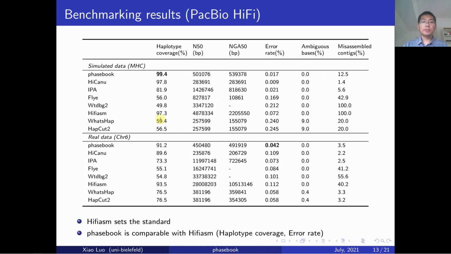So this table shows the benchmarking results for PacBio HiFi reads. The top region shows the results for simulated data, and the bottom region shows the results for real data. In summary, hifiasm sets the standard on this HiFi data, and phasebook is comparable with hifiasm in terms of haplotype coverage, error rate, and misassembled contig proportion.